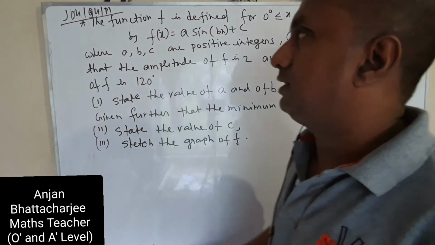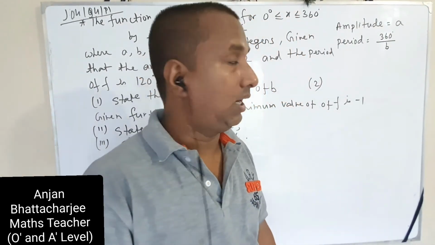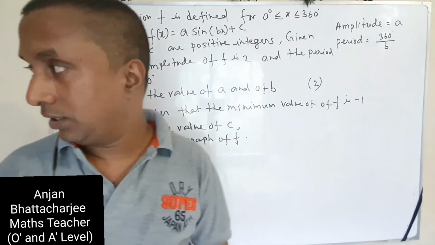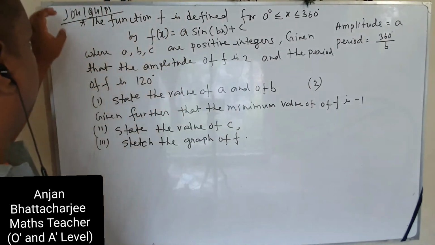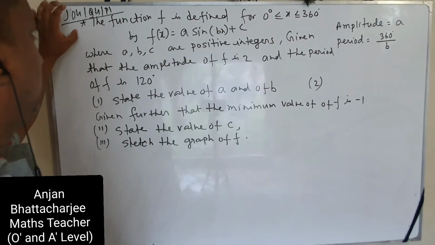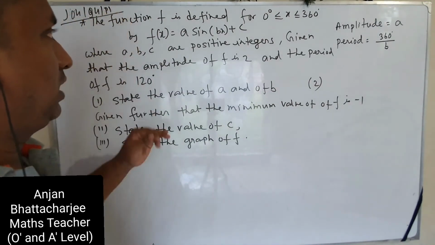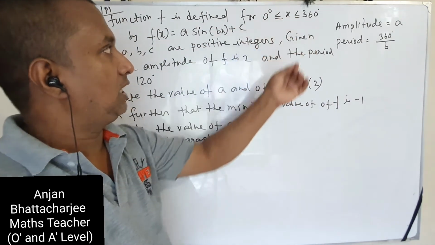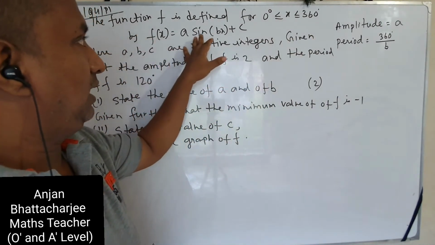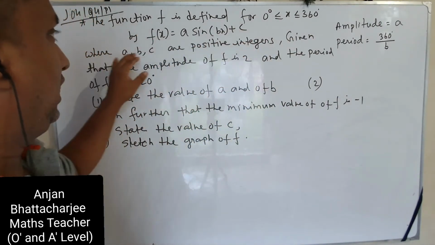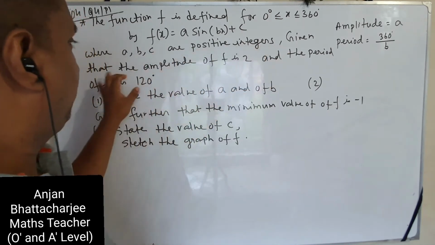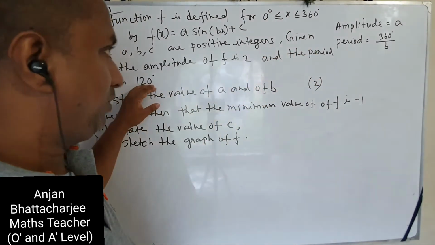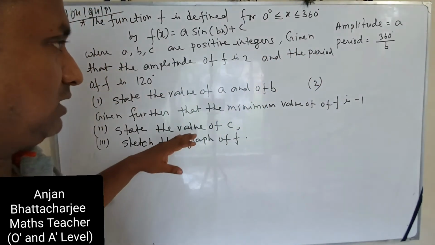let us see this question. Actually this is collected from a Cambridge Additional Maths question paper of O level. So this is most probably May-June 2004, question number 4, paper 1. Look at this question. The function is defined for 0 degrees to 360 degrees by f(x) equals a sin bx plus c, where a, b, c are positive integers. Given that the amplitude of f is 2 and the period is 120.